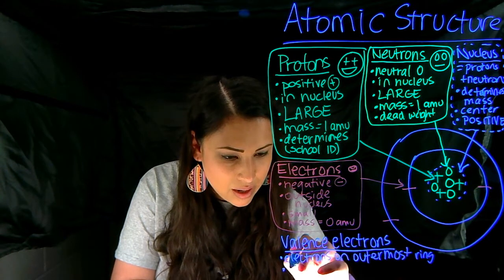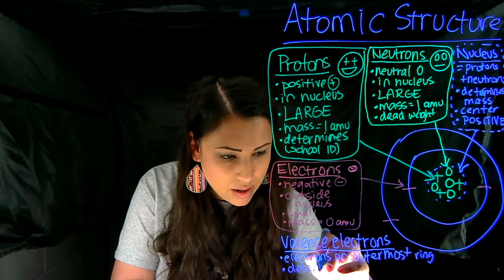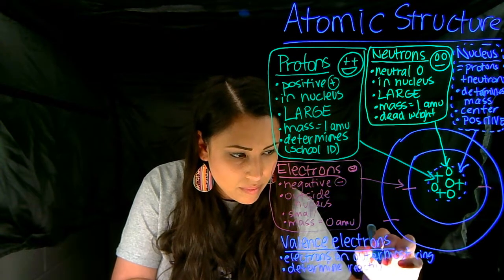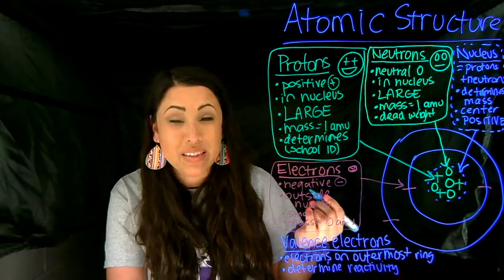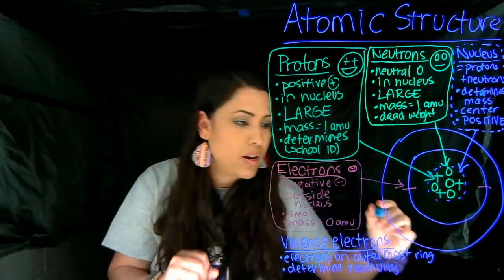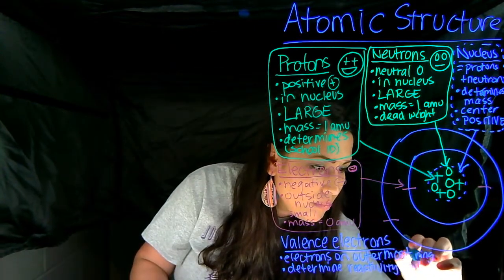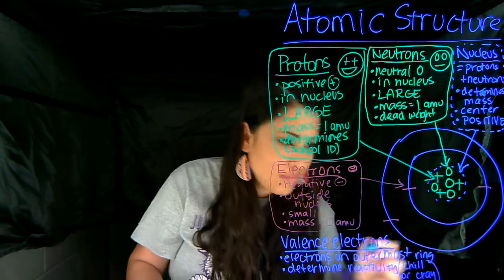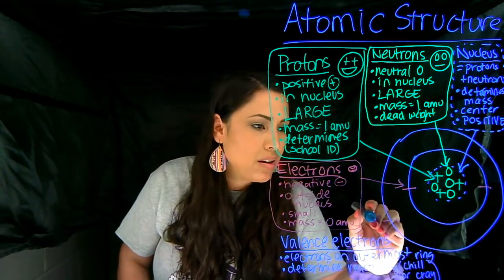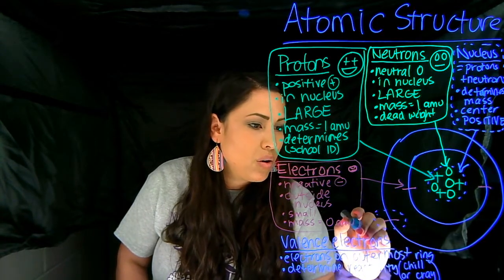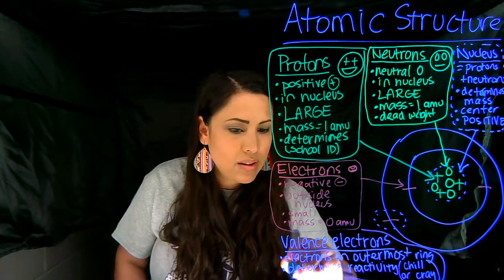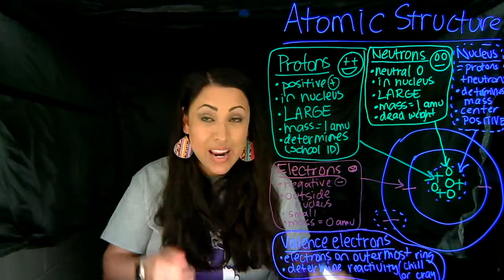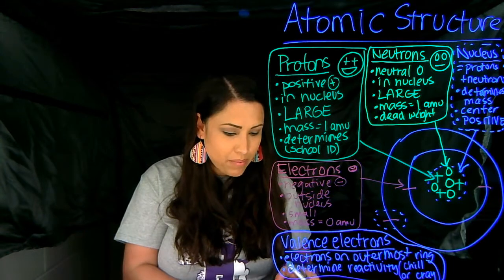They determine reactivity, which also means, are they going to be chill or cray-cray? Those guys determine what that's going to be. Only the electrons on the outermost ring. So those are the valence electrons. Good job. All right, you with me so far?